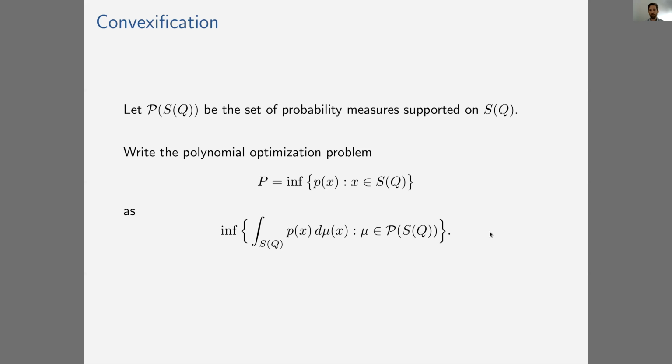Right now this is just notation, but it is going to be useful to think of measures here, because now we can start thinking about the moments of this measure, and then we can optimize over moments instead of over points x. If you truncate it in the correct way, that is going to be a semi-definite program.